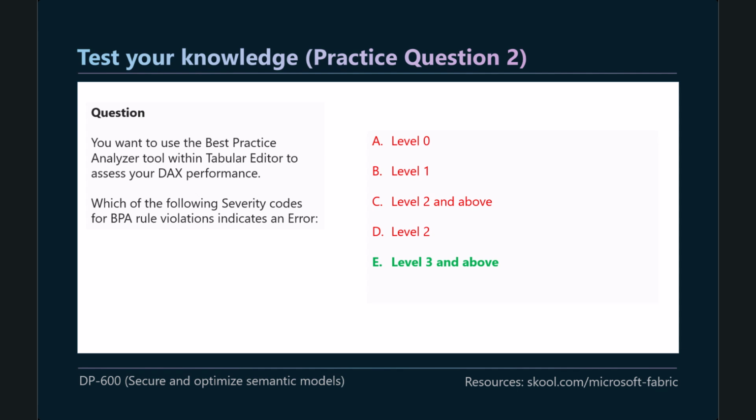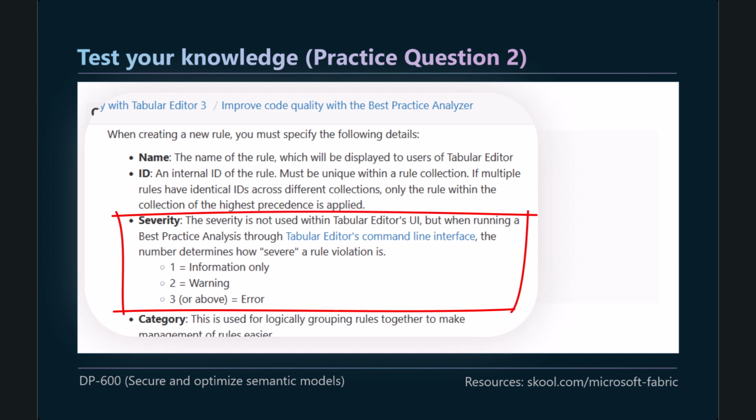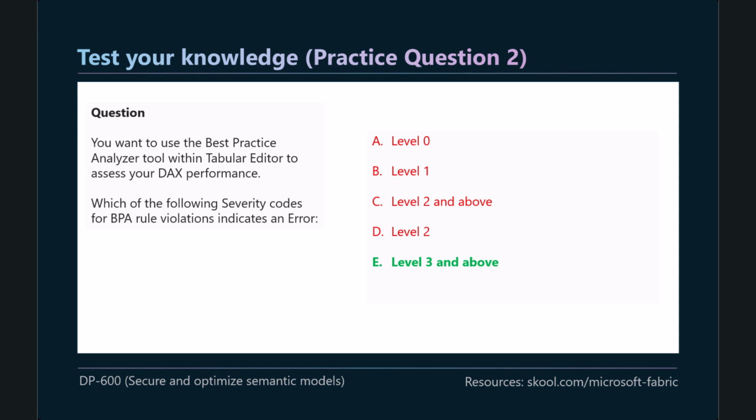So in the best practice analyzer within Tabular Editor, we have many different levels of severity of the different rule violations. Level 1 is just for information only. A level 2 is a warning, and level 3 and above is an error. So level 3 and above, E, is the correct answer to this question.